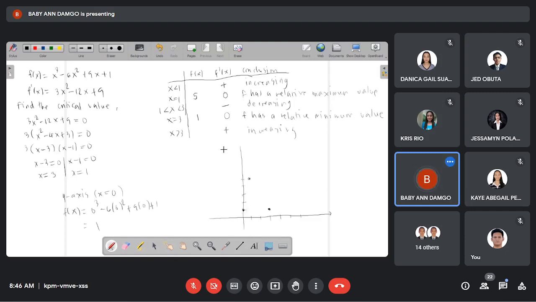So we have increasing on the left side, when x is less than 1. Next, decreasing. Next, when x is greater than 3, this is increasing. So that is the graph of the function.